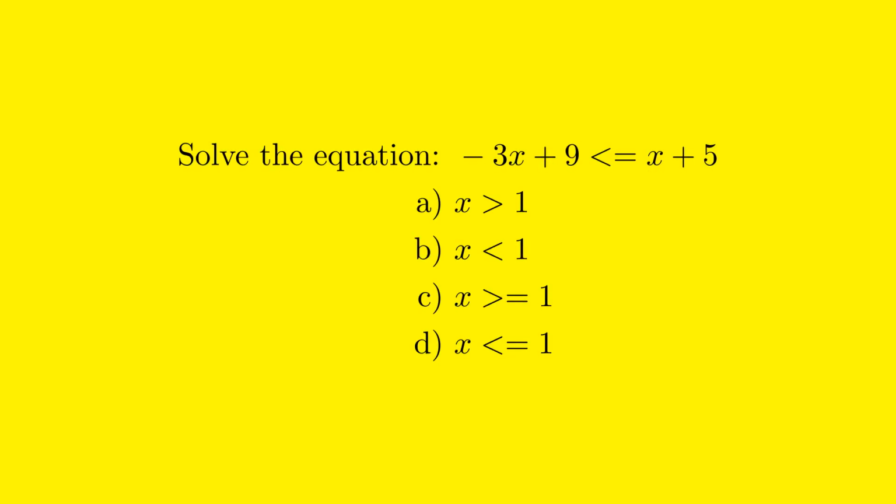Pause the video now and try to solve the inequality minus 3x plus 9 less than or equal to x plus 5 with its possible solutions. A, x greater than 1; B, x less than 1; C, x greater than or equal to 1; D, x less than or equal to 1.